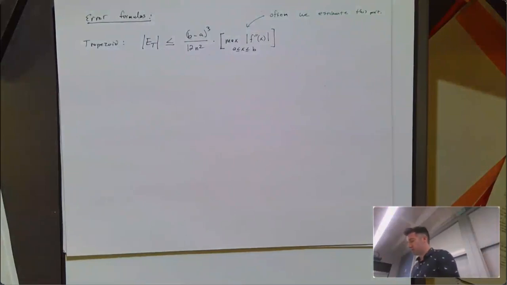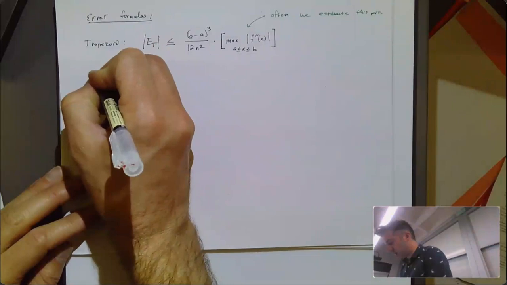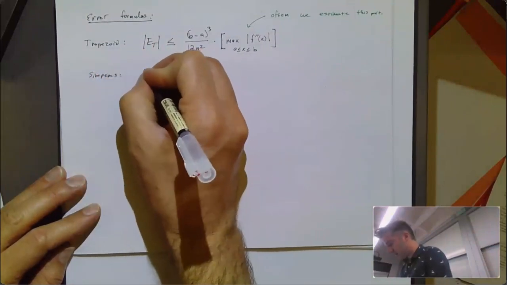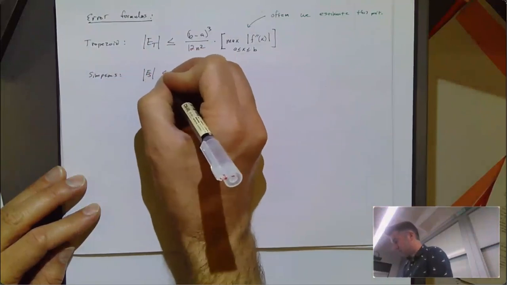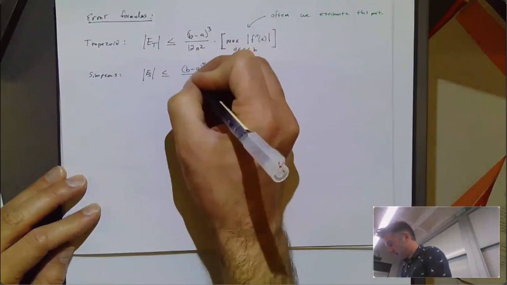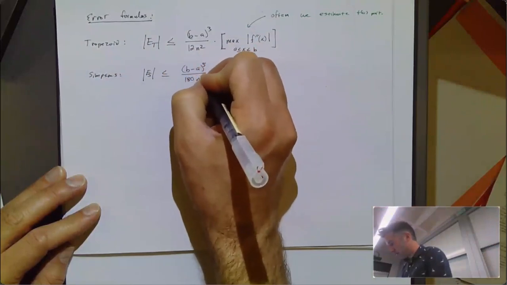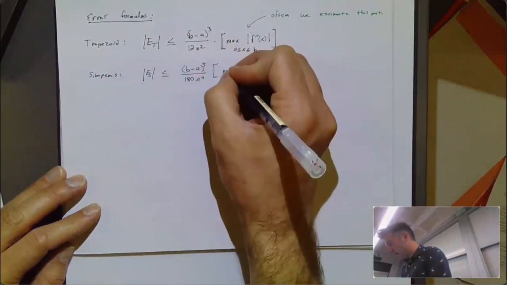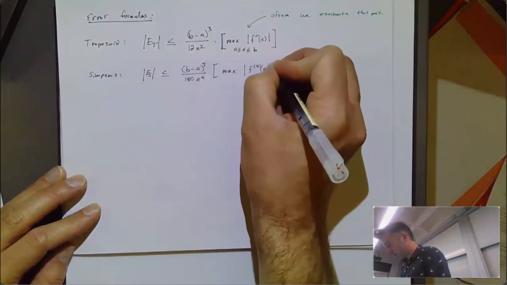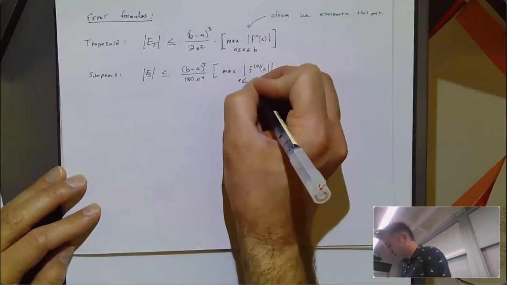The same is true for Simpson's method. For Simpson's method, the error in absolute value is less than or equal to (b minus a) to the fifth over 180 times n to the fourth, times the maximum of the absolute value of the fourth derivative, again where x is between a and b.